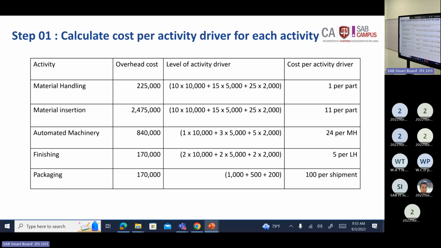Here material insert. Insert කරන material. අර parts ගන්න අරගෙන තමයි 2,475,000 divided by 225,000. It is 11 rupees per part. ₹11 per part.